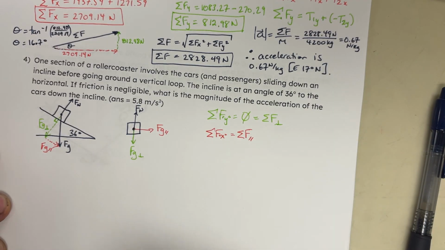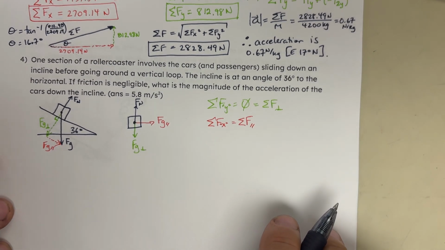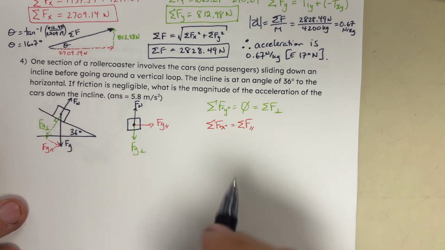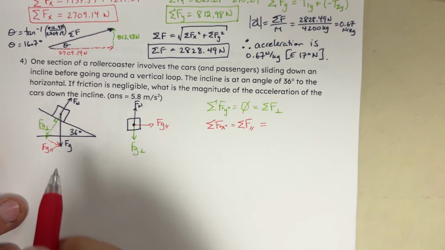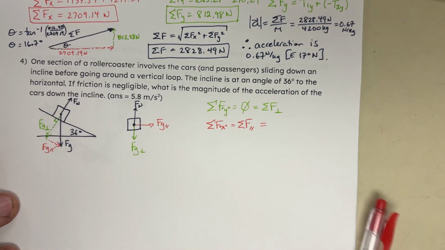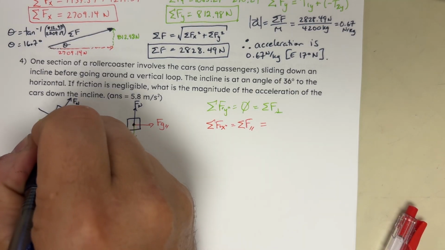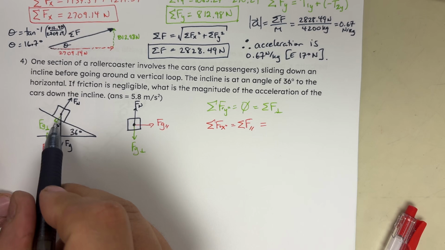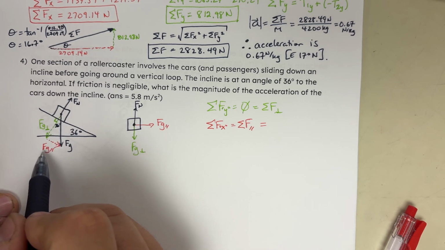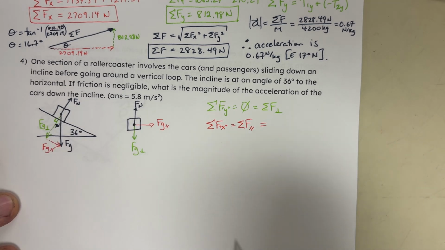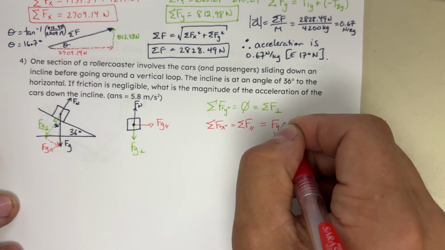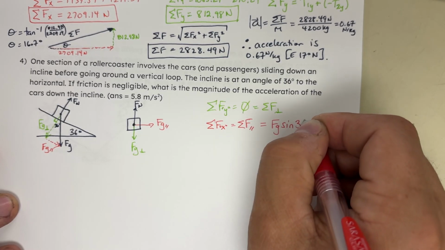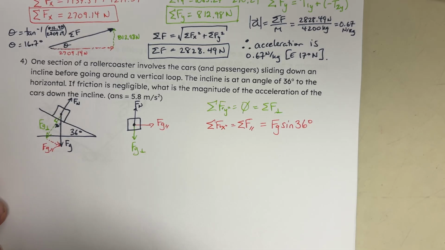We just kind of shifted our little coordinate system a little bit. So that's what I'm going to be dealing with. And this is really equal to, if you look at this angle again, this is 36 right here. So it's going to be the sine here. So FG sine 36. So I'm going to have that is going to be my main force here, okay?